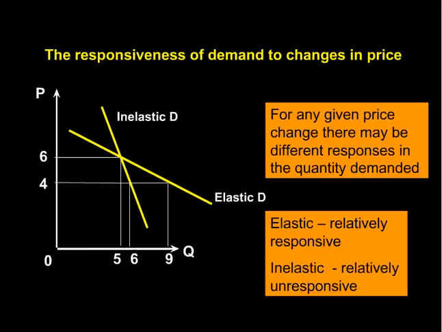However, if the price falls from 6 to 4 and we've got an inelastic demand, the quantity demanded increased from 5 to 6. Therefore, the price fall was 33.33%, but the quantity increase is only 20%. That's proportionately less. 20% is obviously less than 33.33%. So for any given price change, there may be these different responses in the quantity demanded, and that has important implications for revenue.